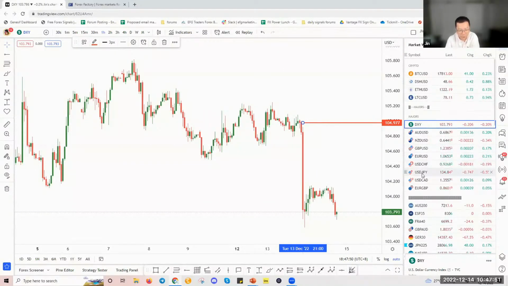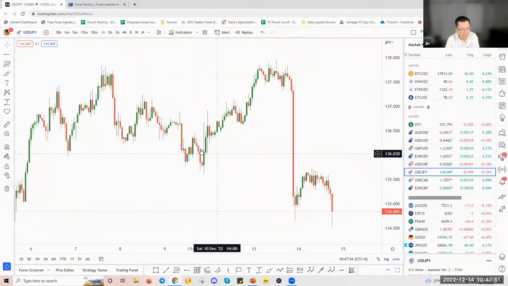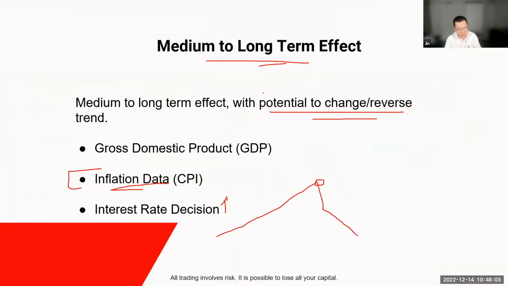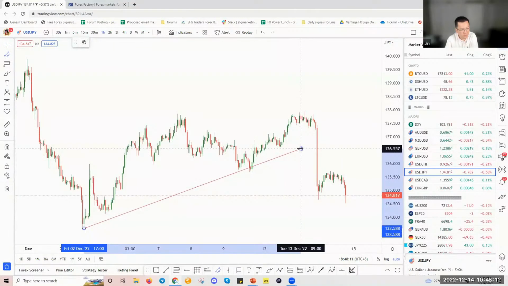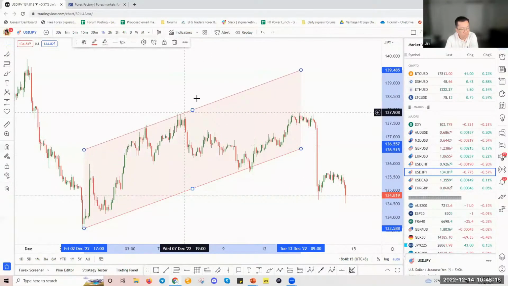One more example I'll show you as well is the US yen. Let me just clear that out. This one you can see it's a complete reversal, right? So remember we were talking about how it's potential to change or to reverse trend. You can see here that the US yen on the H1 time frame had been trading higher, right?